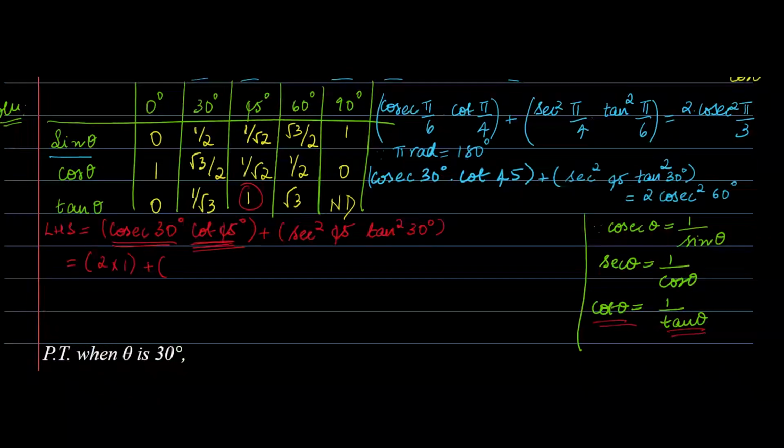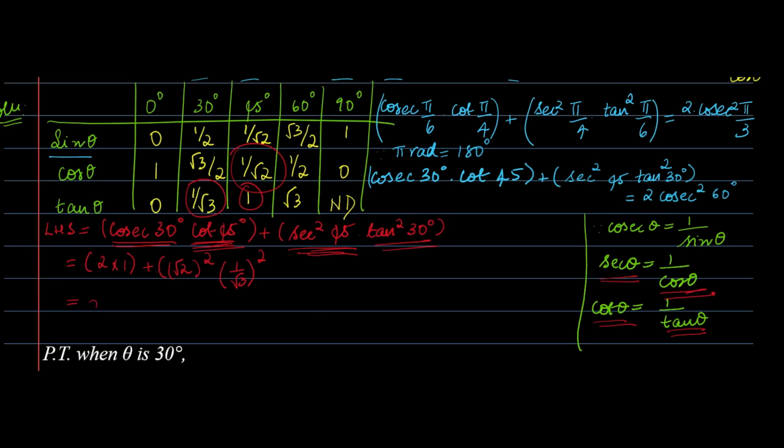Next, we are having sec² 45 degrees. We know that secant theta is the reciprocal of cos theta. So therefore, in order to know the value of secant 45 degrees, we need to know the value of cos 45 degrees. The value of cos 45 degrees is 1 by root 2. Therefore, the value of secant 45 degrees is root 2, whole square, into, next we are having tan² 30 degrees. So tan 30 degrees is 1 by root 3, 1 by root 3 whole square.